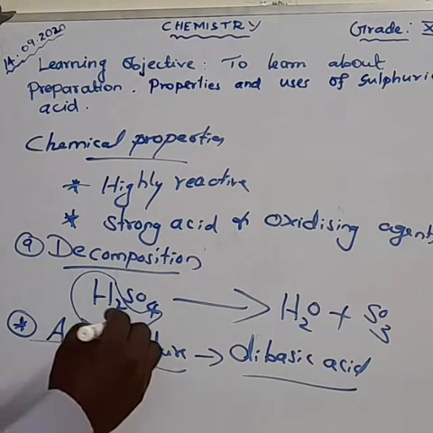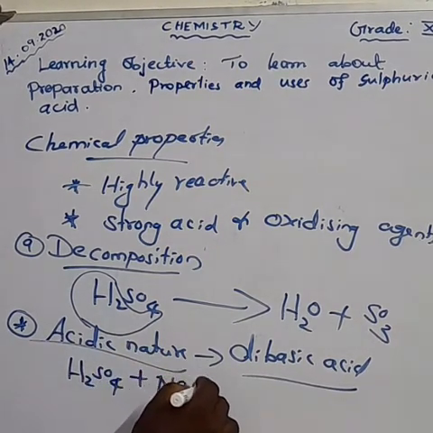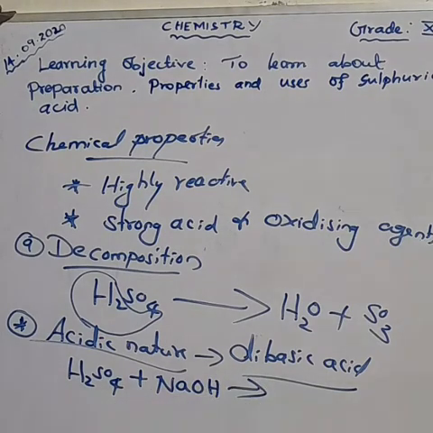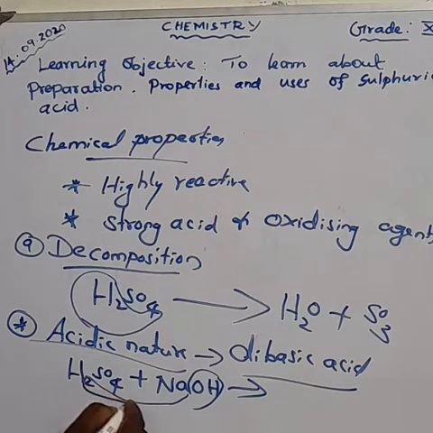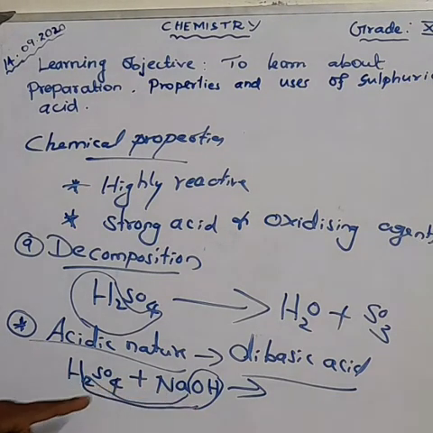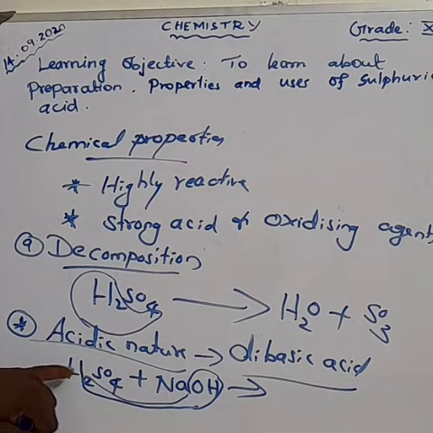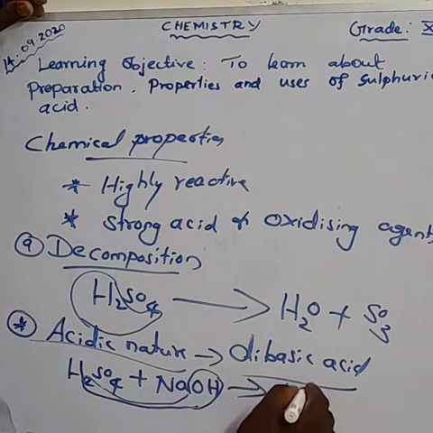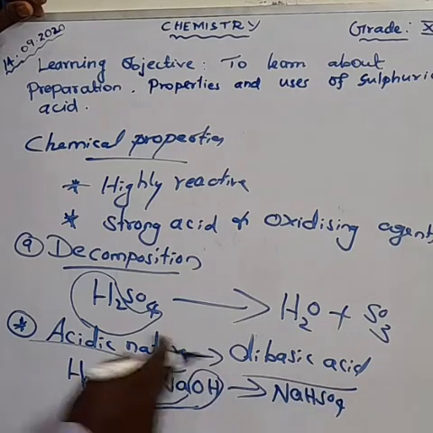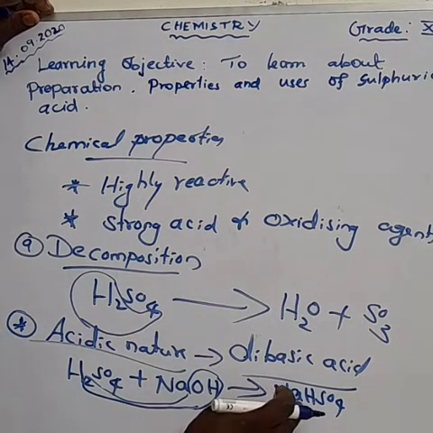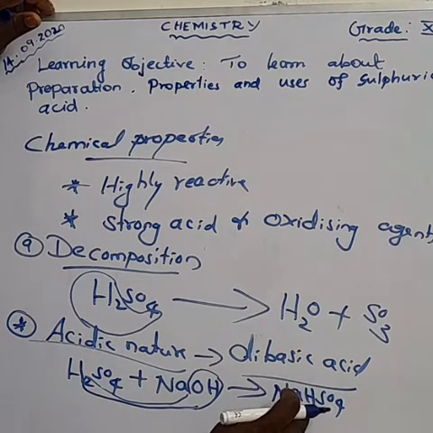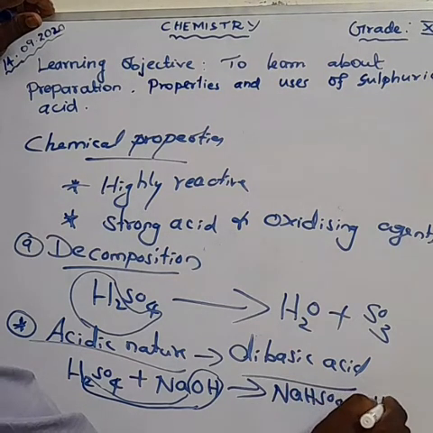Sulfuric acid, H2SO4, reacts with sodium hydroxide. This OH combines with this hydrogen. So what's the product? Water. What's the remaining product? NaHSO4, sodium bisulfate. The name of the compound is sodium bisulfate. Sodium bisulfate plus water. Can you write?